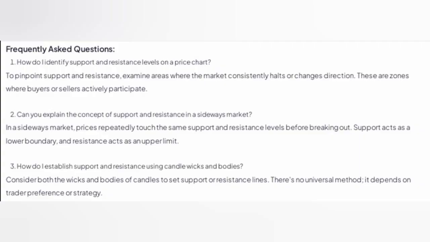Can you explain the concept of support and resistance in a sideways market? In a sideways market, prices repeatedly touch the same support and resistance levels before breaking out. Support acts as a lower boundary, and resistance acts as an upper limit.